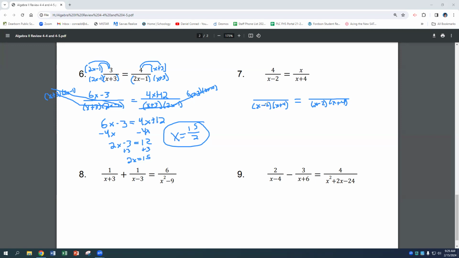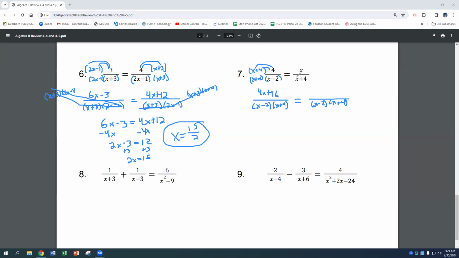So I have x minus 2. I'm missing the x plus 4 on this side, so I need to multiply by x plus 4 on the bottom to get the denominator that I want. And if I multiply it on the bottom, I got to multiply it on the top. I distribute, I get 4x plus 16.